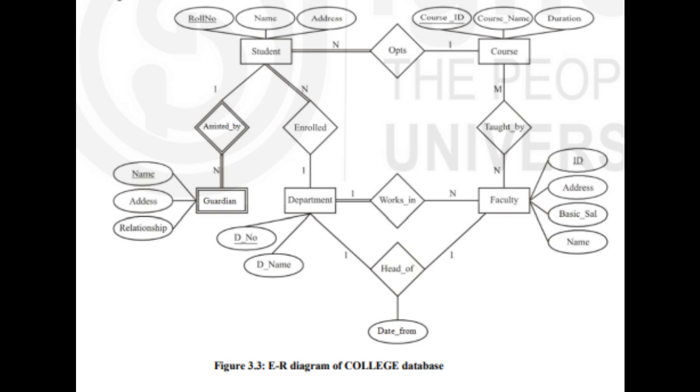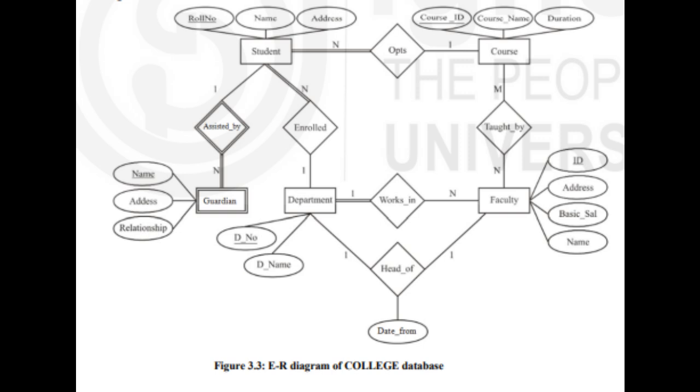Defining relationships. Using the concepts defined earlier, we have identified that the strong entities in the college database are student, faculty, course and department. This database also has one weak entity called guardian. You can specify the following relationships among these entities. Further, these relationships also show the relationship cardinality and participation constraints.